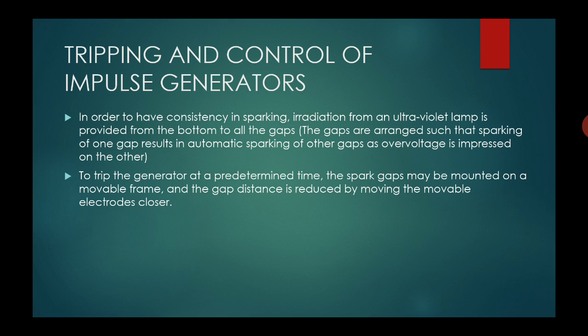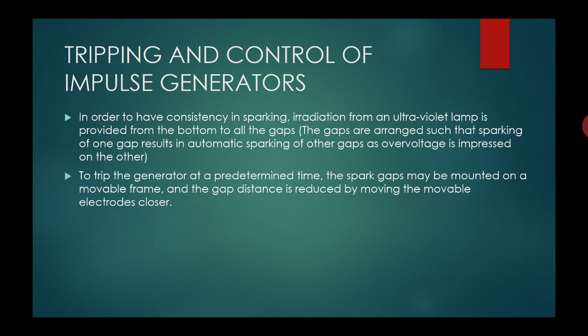So, in order to have a consistency in sparking, irradiation from an ultraviolet lamp is provided from the bottom of all gaps. The gaps are arranged such that the sparking of one gap results in automatic sparking of the other gaps as the voltage is impressed on the other. To trip the generator at a predetermined time, the spark gaps may be mounted on a movable frame and the gap distance is reduced by moving the movable electrodes closer. So, this is how the control of the sparking is done.